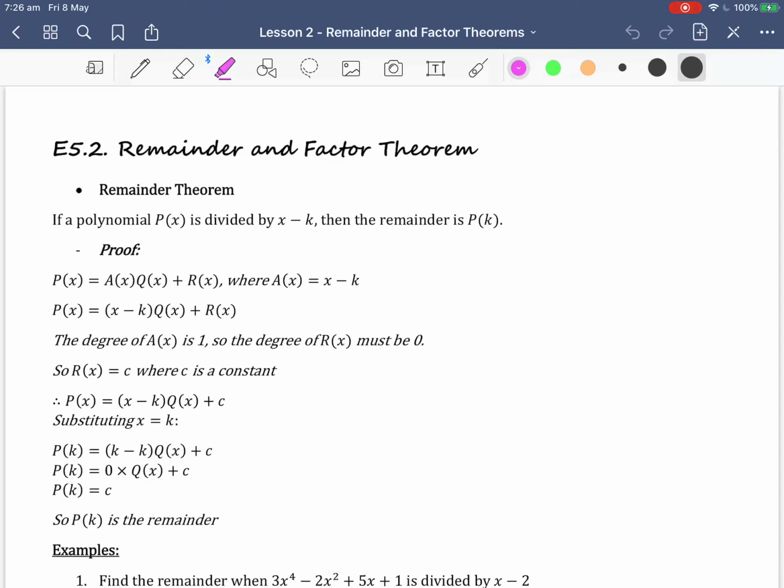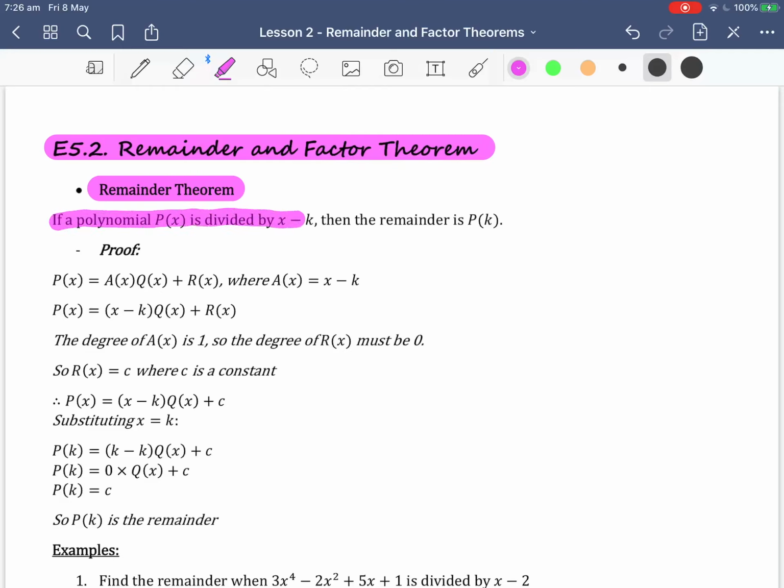Today we're continuing on with the topic of polynomials and we're learning about the remainder and factor theorem. So the remainder theorem is what we're going to start off with today. The remainder theorem is: if a polynomial P(x) is divided by x minus k, then the remainder is P(k). So let's have a look at this.